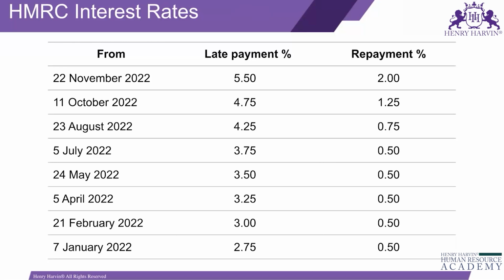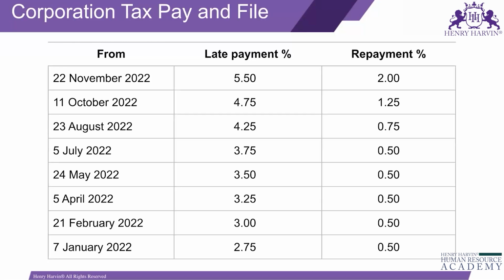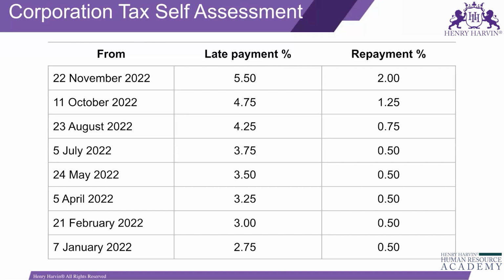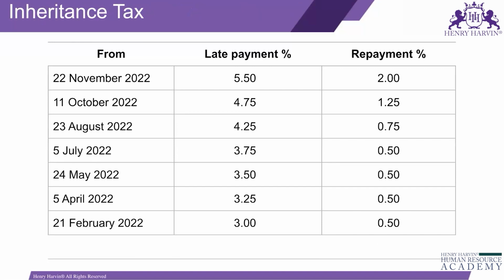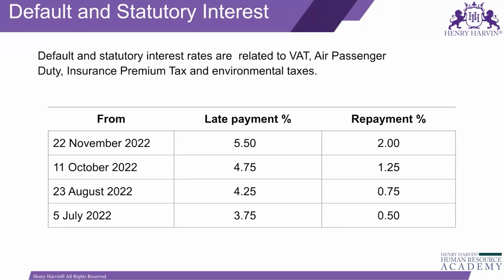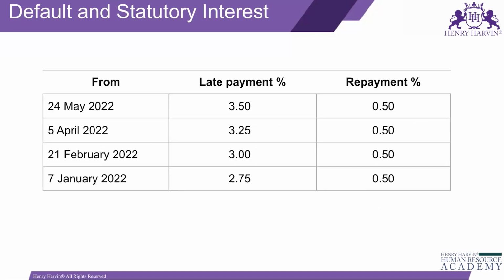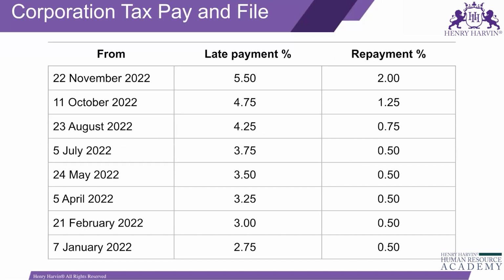Similarly, corporation tax filing has also changed, for all kinds of tax. Corporation tax self-assessment has been changed. Inheritance tax has been changed. Default and statutory interest, related to VAT, air passenger duty, insurance premium tax, and environmental taxes: all the taxes have been changed. The percentage you see is the same. It is not different for any kind of taxes.